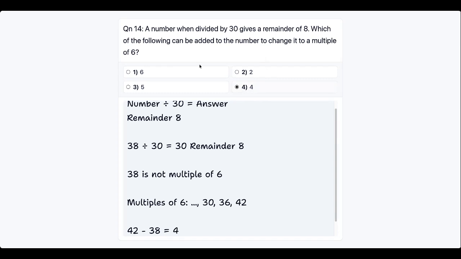So the answer to this question is 4. So I say right here. All right, that's it. Let's move on to the next question.